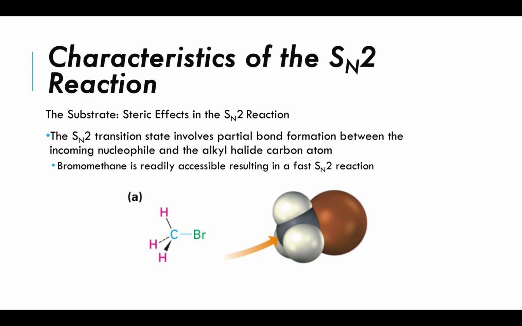Now the Sn2 reaction is a backside attack. So something like a methyl bromide or a methyl halide, because it only has hydrogens, is not blocking its backside, so the nucleophile can easily attack. And that's why methylic carbons or methylic substances only either undergo Sn2 reactions or no reactions at all.